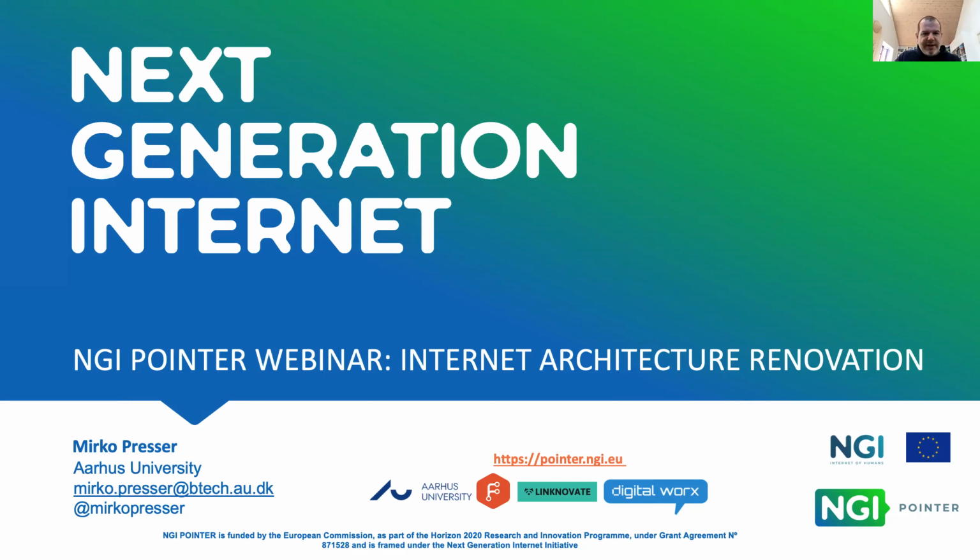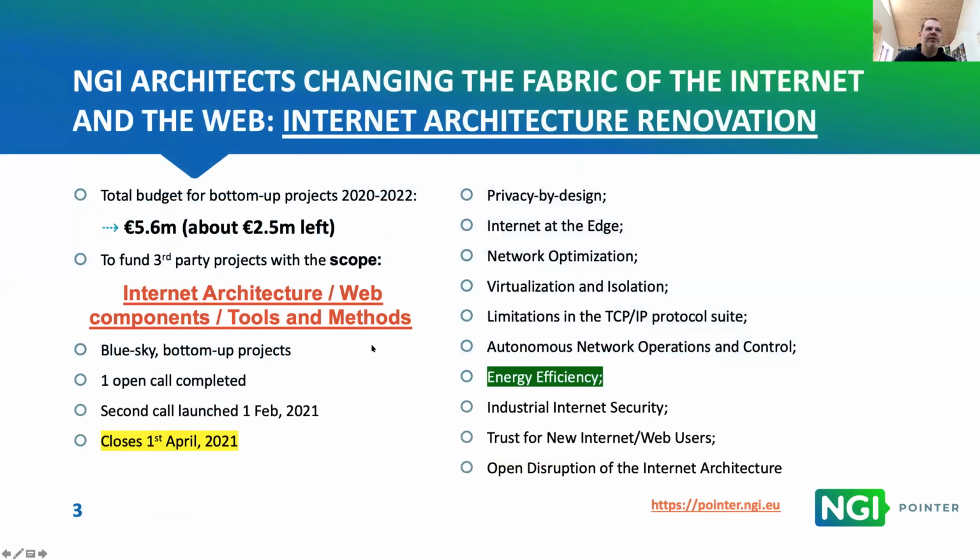So what is NGI Pointer doing? We've now had our first open call closed, in the spring or towards the summer, on the 1st of June last year. And our first cohort of projects has already started. We've accepted 24 projects into funding, and I'll get into what they are and what they're doing a little bit later. But it means that out of the 5.6 million euros that we have for financial support to third parties, we have spent roughly 3. So 2.5 are left, thereabouts.